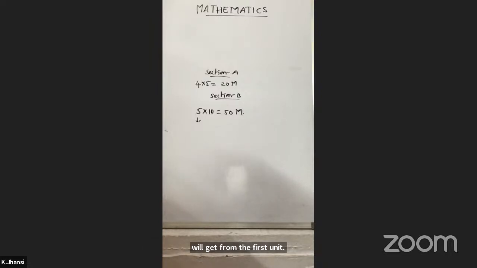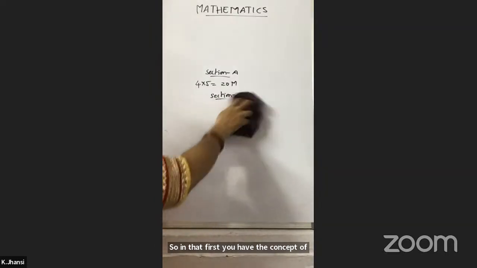In the coordinate system, it is the first unit. In that, first you have the concept of the coordinate system. So Cartesian coordinates are there.